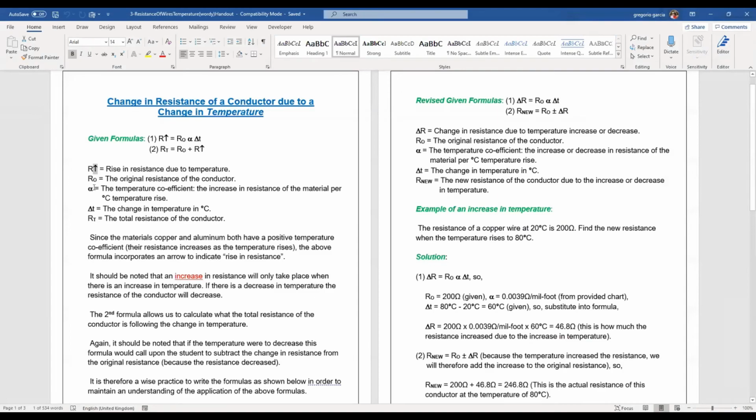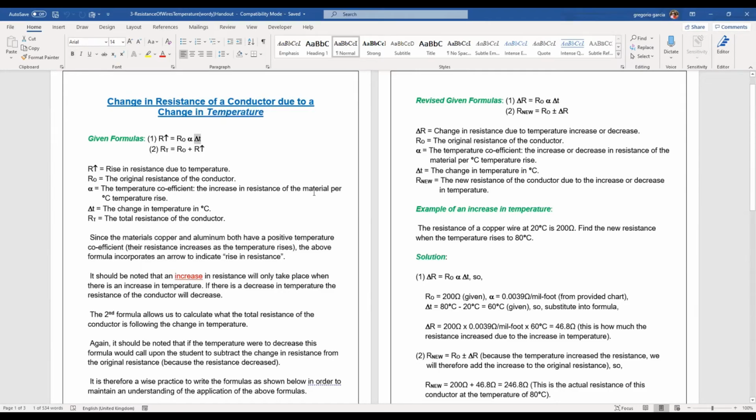So now that you know where that value is coming from, then we have delta T, and we already saw how to solve for delta T, which is the change in temperature. And then we have RT, which is going to be the total resistance. Now, in the formulas that we are given, the R increase is going to be proportional to the original resistance times the temperature coefficient times delta T.